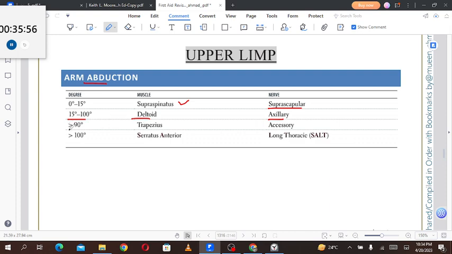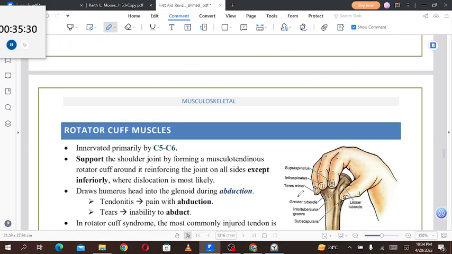It is 15 to 100 by deltoid, but normally we say that to move above 90 degree, we need the trapezius muscle, and it is supplied by the accessory cranial nerve, that is CN11. Then to move above 100 degree, we need serratus anterior, and serratus anterior is supplied by the long thoracic nerve. So there is a mnemonic for that, that is SALT. Serratus anterior is supplied by the long thoracic nerve. Good mnemonic. So now let's move forward.